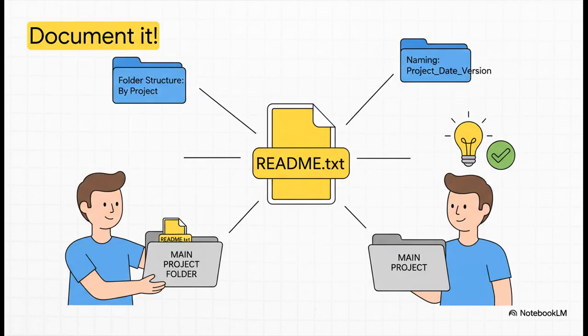But wait, there's one last thing. And honestly, this might be the most crucial step of all. You have to document it. Just create a simple little text file, call it README, and stick it in your main root folder. In that file, just quickly explain your system. What's your folder structure? What are your rules for naming files? This one tiny document is the key to staying consistent yourself, and it's an absolute lifesaver if you ever need to share files with your team.